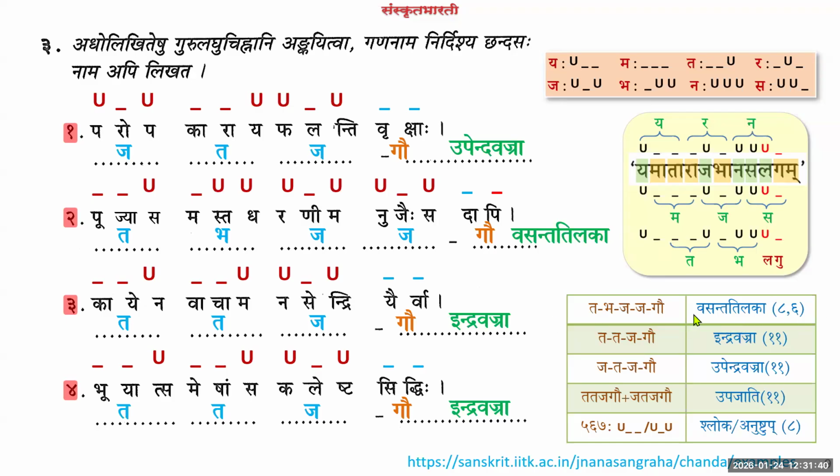Anyway, this is all we have to remember. See, Vasanta Tilaka: Ta Bha Ja Ja Gau. Indra Vajra: Ta Ta Ja Gau. Upendra Vajra: Ja Ta Ja Gau. And Upajati mixes the Indra Vajra and Upendra Vajra. And Shloka is very easy, 8 times 4, with the 5th, 6th, and 7th syllables having this rule. Vishama again, there's Laghu Guru Guru and Laghu Guru Laghu, like this. This all has been taught. So finally, if we have to compact our learning, this is all. And of course, Ya Ma Ta Ra Ja Bha Na Sa La Ga. If you have this much in your head, you are in business for the things they have taught. For more, you need more. This table has to increase in size. That's all.